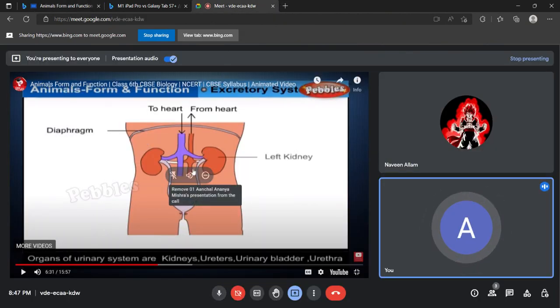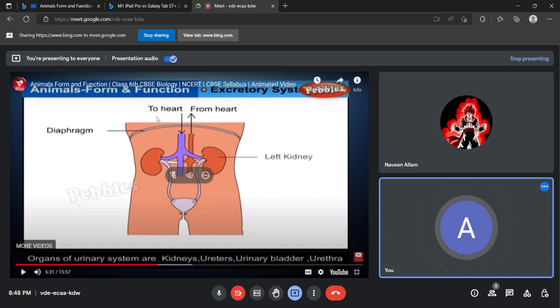Okay, so this is the excretory system. Here we are seeing only a part of the excretory system, because the rest, like the skin and the lungs, we will discuss later. The main excretory system consists of the kidneys. This is the right kidney, this is the left kidney, and these are the blood vessels.